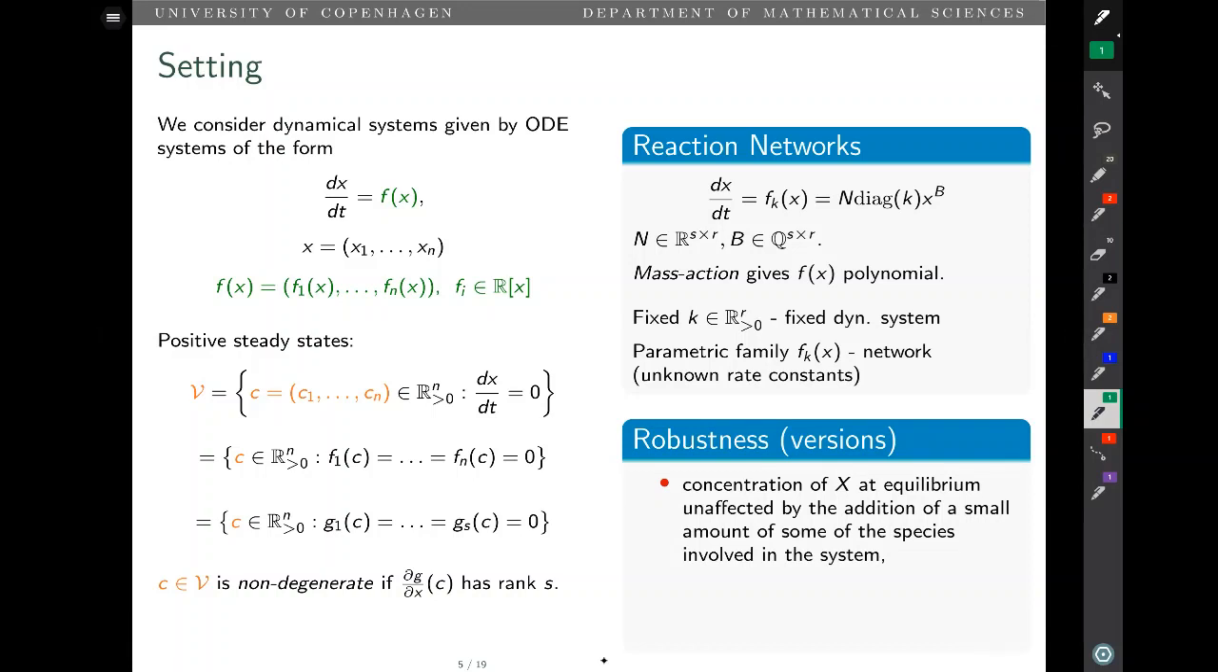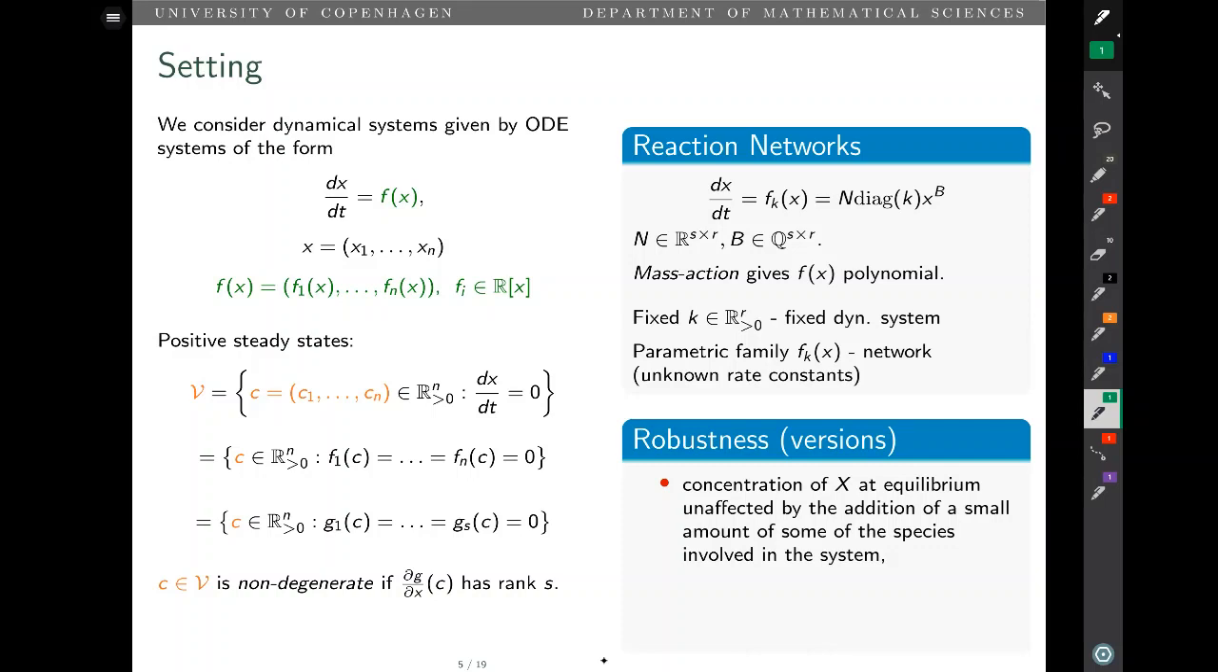So now I come to my problem. My problem is studying robustness. And I will study it in two versions. One of them is, well, I start with a steady state, and then something happens in the environment. Maybe it's perturbed by something.